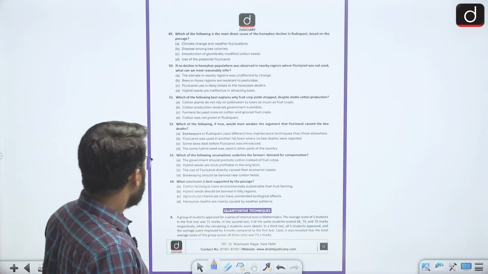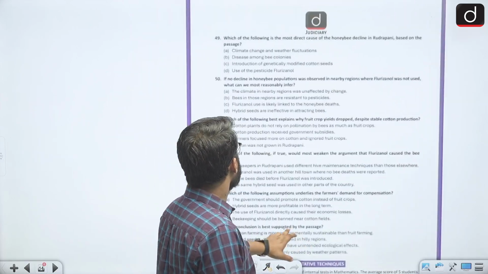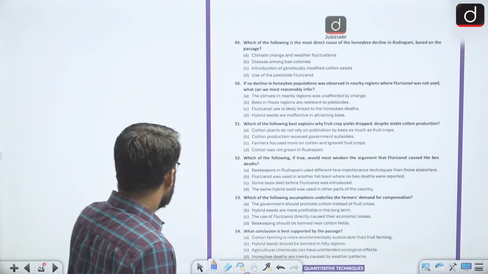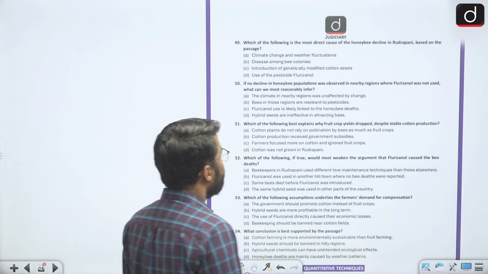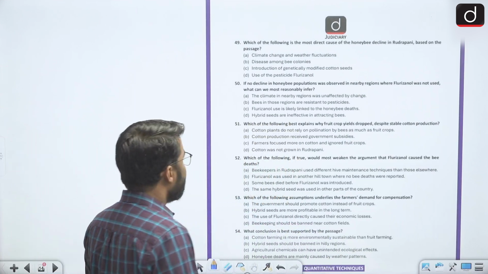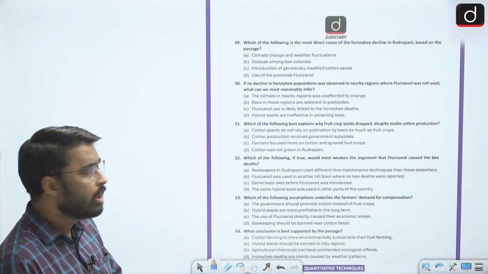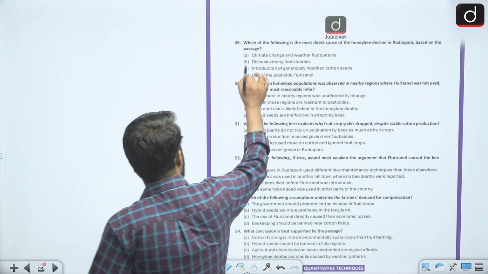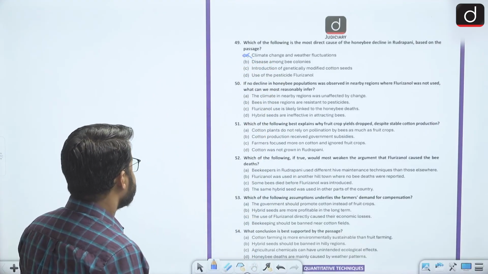Fine. So now based on this passage, what were the questions? Let's talk about the questions one by one. This was our first question. Which of the following is the most direct cause of honeybee decline in Rudrapani based on the passage? Climate change and weather fluctuation. Even though climate change and weather fluctuation has been mentioned, in nearby areas this was not the reason. So this will not be the direct cause.